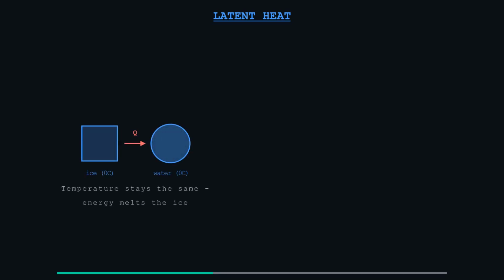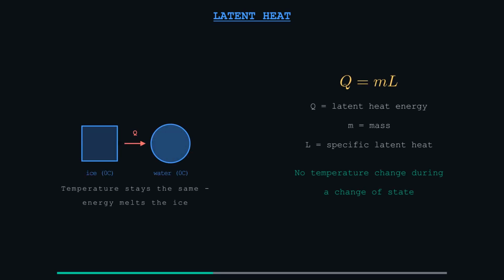Latent heat is the energy needed to change a substance from one state to another without changing its temperature. Q equals mL, where L is the specific latent heat of the substance. Here, ice absorbs energy and turns to water, but both stay at 0 degrees Celsius throughout the change.